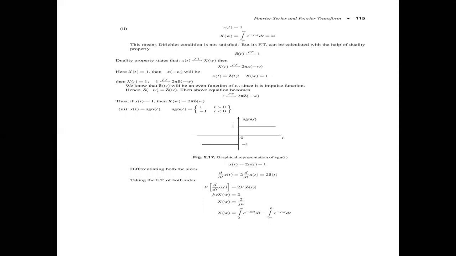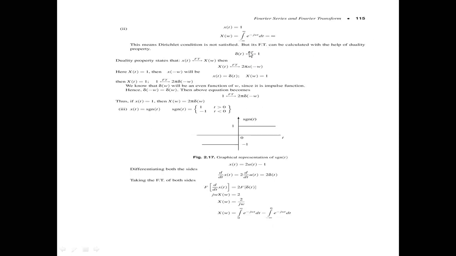And this also we have already seen: x(t) equal to 1, the Fourier transformation of 1. By using the Fourier transformation definition, the Dirichlet condition is not satisfied because it is not absolutely integrable, but its Fourier transform can be calculated with the help of the duality property. The integral from minus infinity to infinity of e^(-jωt) dt gives an infinite value, so it does not satisfy one of the Dirichlet conditions.